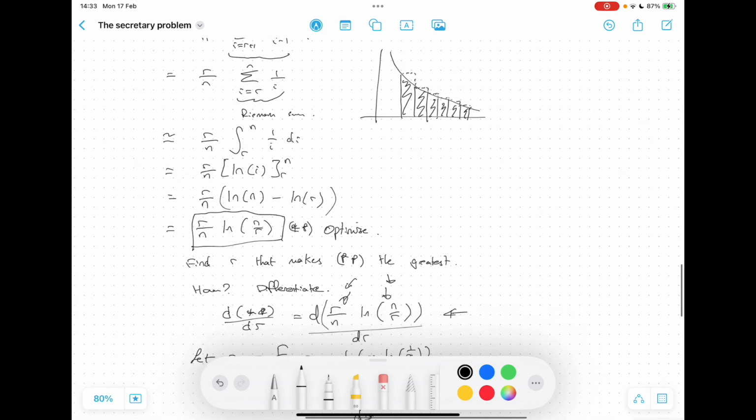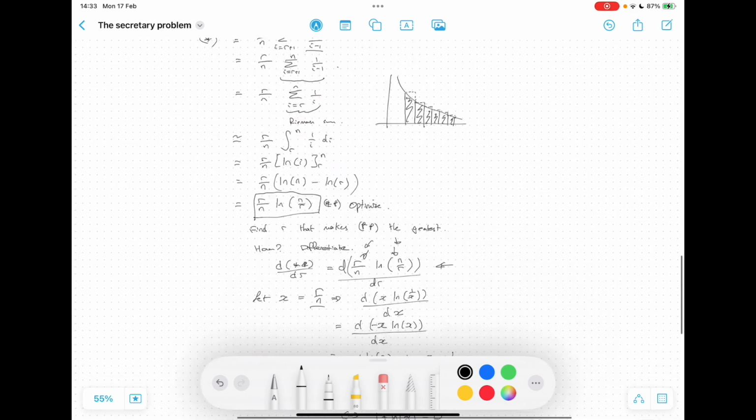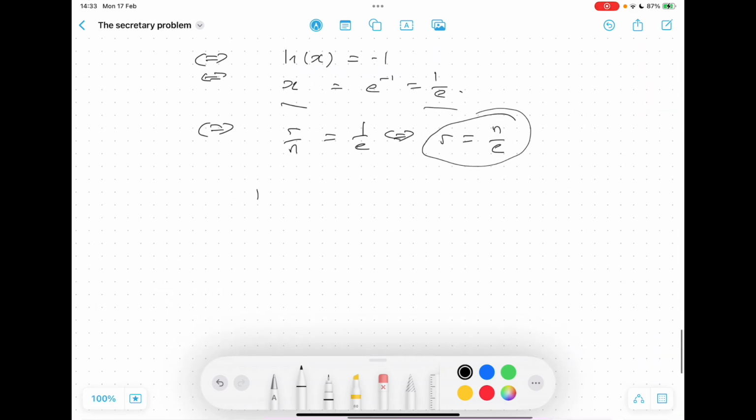So we can pretty much plug in some values. If n is equal to 100, for example, then r is equal to 100 over e, which is about 37. And there we go. What I'm going to do now is program it really quickly. I'm going to use the code from the last video and add to it to go through these different values of r and give you output of the probability of finding the best candidate. And what we're going to see is that it indeed approaches 37. So when we pick 37 as our cutoff point, we definitely get the best probability.